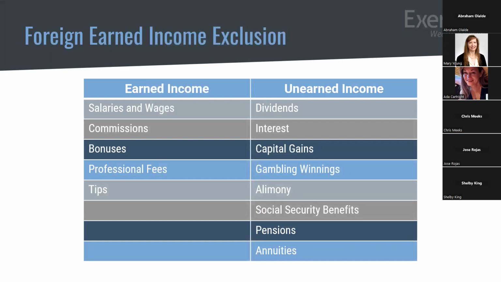So just like in a regular 1040, the same rules apply. Earned income is going to be your salaries, commissions, bonuses, something you actively earn. And it's not going to include your unearned income. This is dividends, interest, capital gains, social security, pensions. None of that is going to be a part of foreign earned income.